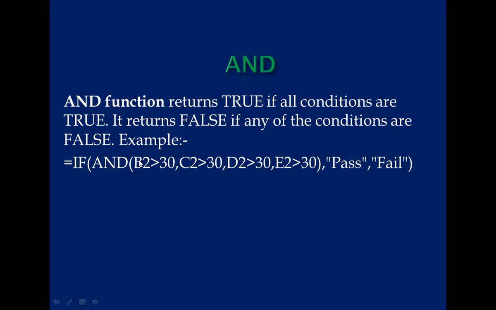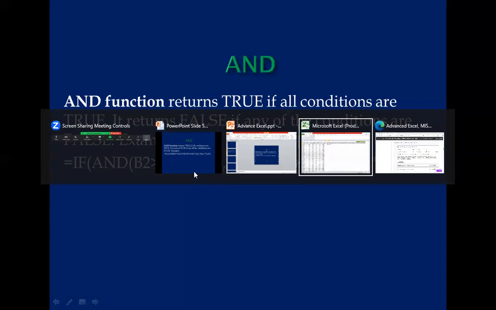I have applied B2 more than 30, C2 more than 30, D2 more than 30, E2 more than 30. So here I have applied 4 conditions within the AND operator. B2 more than 30 is the first condition, C2 more than 30 the second condition, D2 more than 30 the third condition, and E2 more than 30 is the fourth condition. So if all the conditions are true, then you will get pass, or fail, if we are applying the AND operator with IF. First, I will let you know how we can take the result through the AND operator, true and false as a result. Okay, so let's see the practical approach.